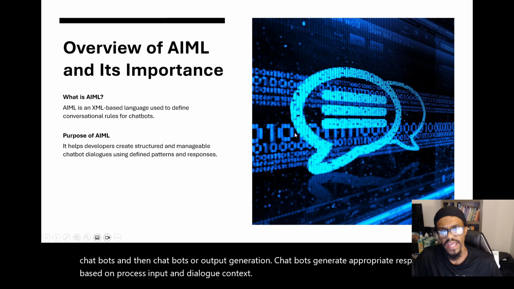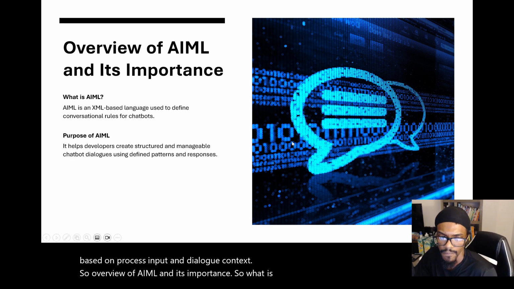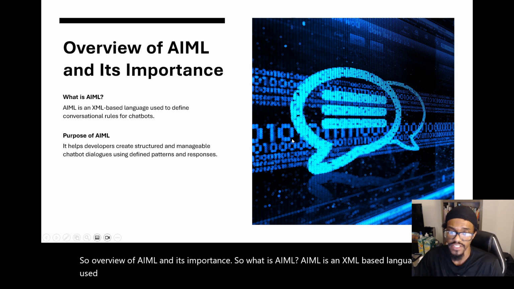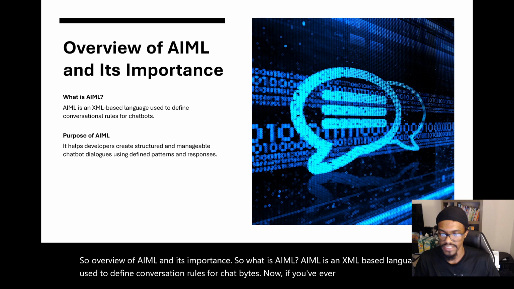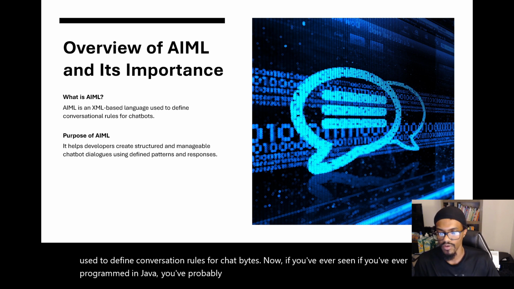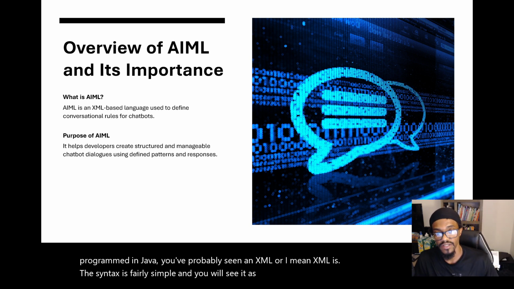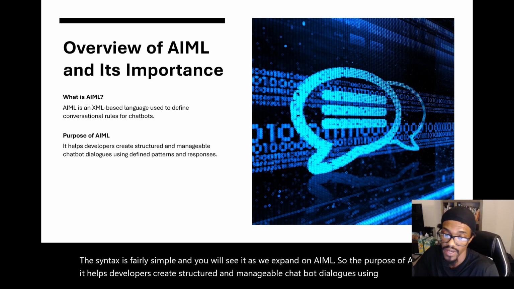So, an overview of AIML and its importance. What is AIML? AIML is an XML-based language used to define conversational rules for chatbots. Now, if you've ever programmed in Java, you've probably seen XML. The syntax is fairly simple, and you'll see it as we expand on AIML. The purpose of AIML is to help developers create structured and manageable chatbot dialogues using defined patterns and responses.